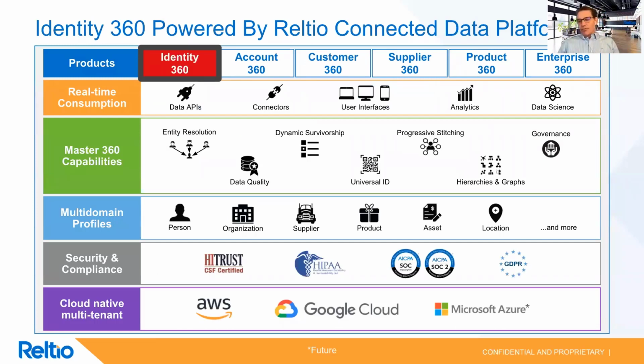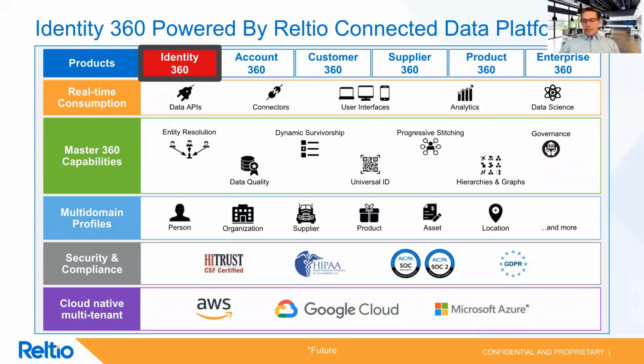So what is this concept of the Reltio Connected Data Platform, and how does Identity 360, your free solution, fit into this particular picture? So Identity 360, as you can see, I've highlighted it up at the top on the left, is one of the products that Reltio provides. This one happens to be free, but it sits on this powerful platform that we've created that we call the Reltio Connected Data Platform. For starters, it's a cloud-native master data management solution, and it's built with 2 guiding principles in mind. The first being ease of use, and the second being extreme flexibility.